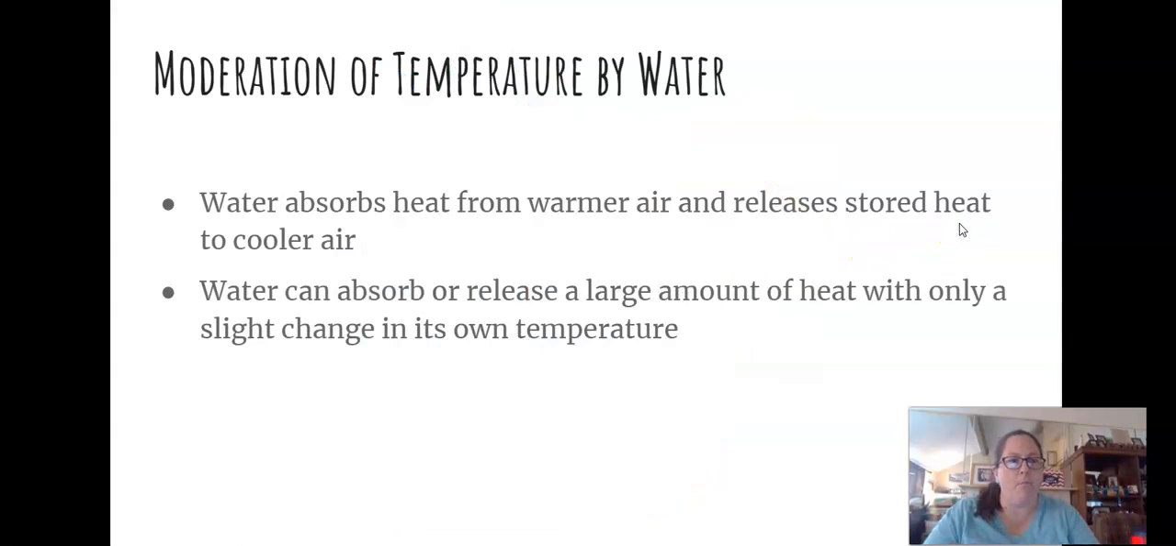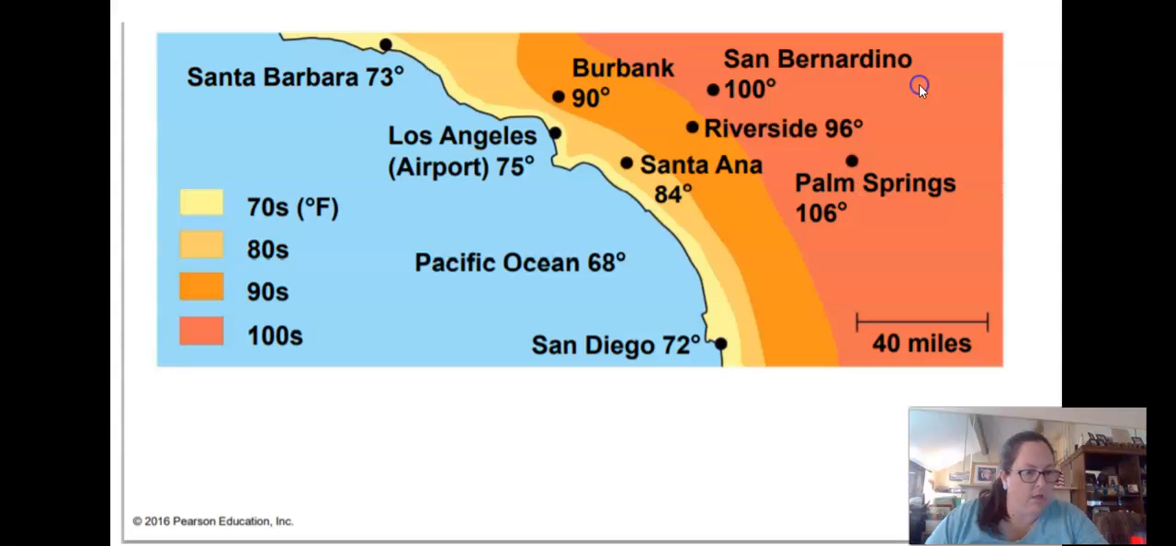All right, moderation of temperature by water. Because water can form hydrogen bonds, it has this great ability to release or absorb large amounts of heat without very much change in its own temperature. So locations in the same latitude can have different temperatures, even though they're getting the same amount of heat energy from the sun. So let's take an example here.